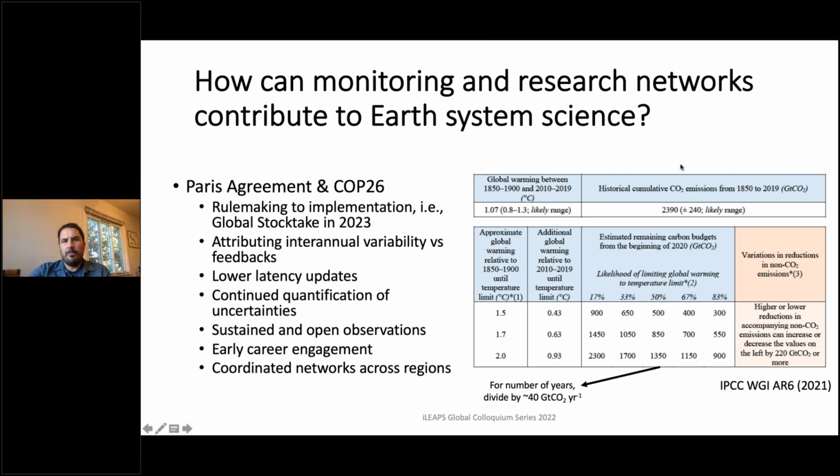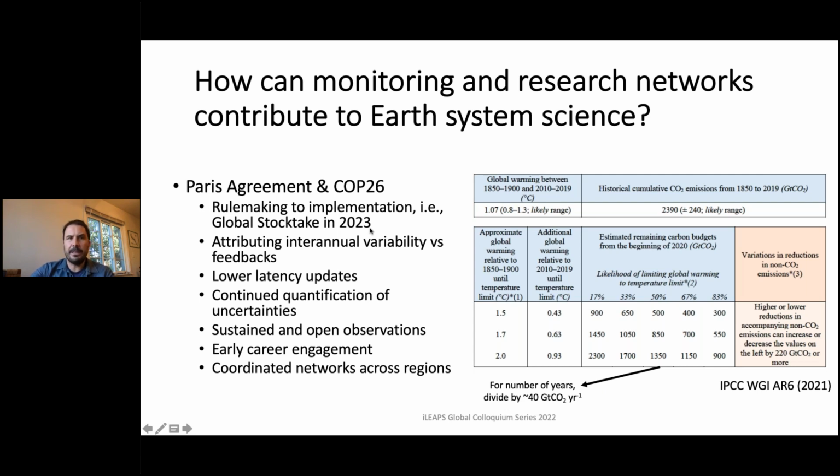So here I'll put this in the context of the Paris Agreement and the recent COP26, where we're now seeing this transition from rule making, so what are the guidelines for mitigation, adaptation, and finance, to the actual implementation of the Paris Agreement. So how do we get toward the goals of the Paris Agreement to maintain temperature change below 1.5 or below 2 degrees Celsius? And so we're moving from rule making to implementation.